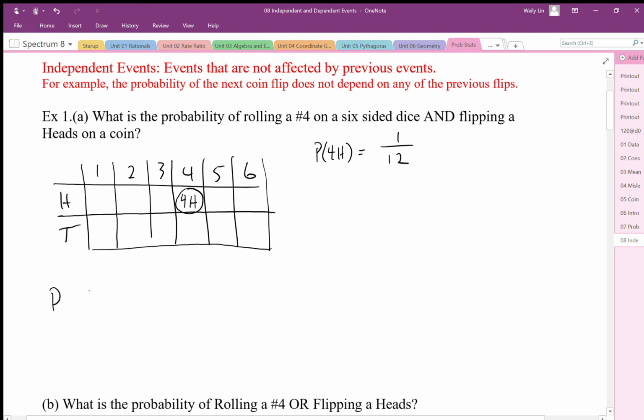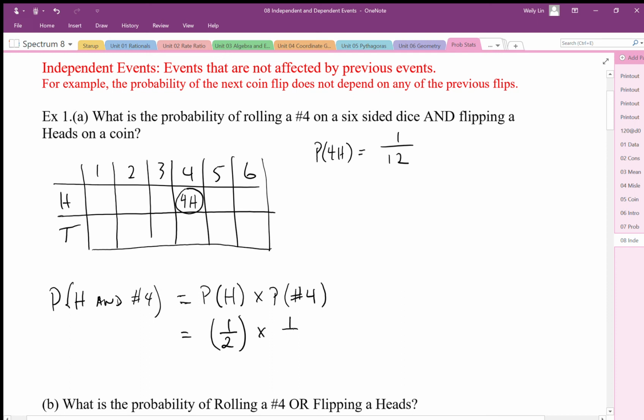Okay, so it looks like this. The probability of heads and number 4 can look like this. The probability of heads times the probability of rolling a number 4. So the probability of heads is 1/2, and the probability of rolling the number 4 is 1 out of 6.